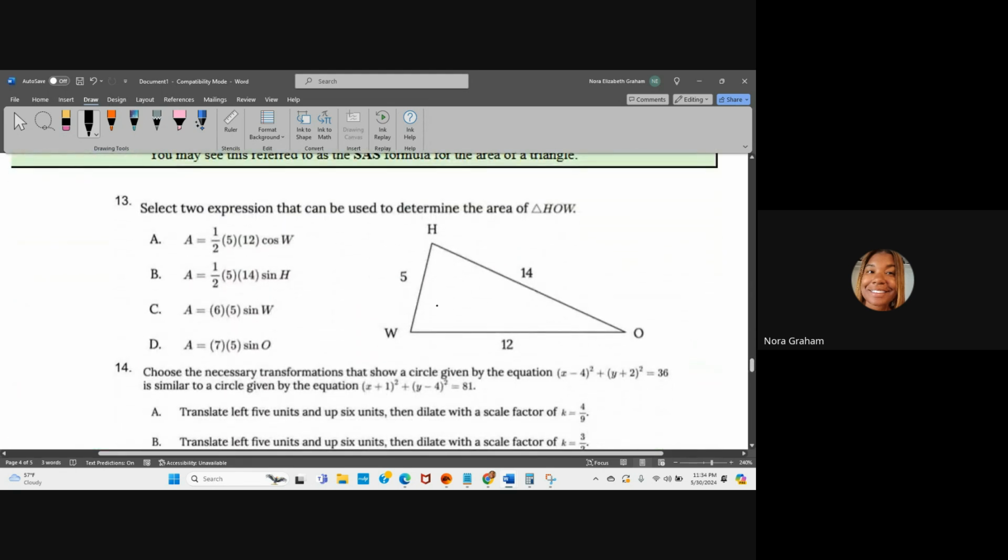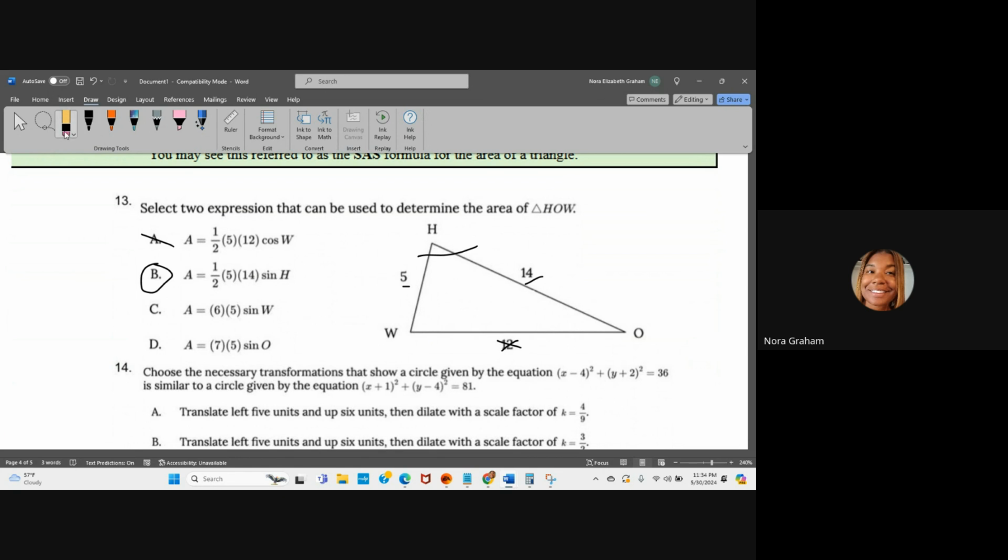So let's look at 13. Select two expressions that can be used to determine the area of HOW. Again, we're using that statement, and we have to use sine, so we know A is not going to be one of our answers right off the bat. Let's look at sine of H. If I do sine of H, that means I can't multiply by this 12. I have to multiply by 5 and 14. It says select two expressions, so this one looks good.